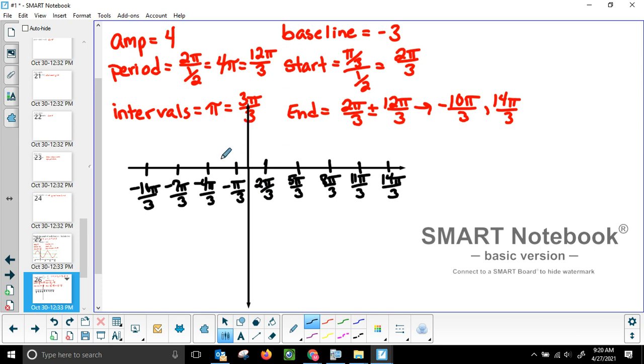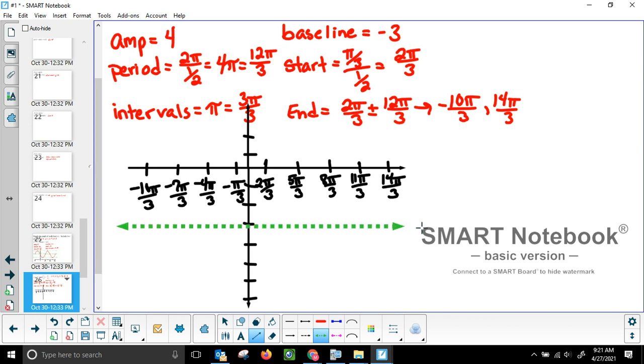All right, so baseline of negative 3 and down 4, so I know I have to get to 7. So negative 1, 2, 3, 4, 5, 6, 7. All right, so my baseline is on negative 3, which is over here. Amplitude tells me to go up 4, which would take me to 1. And down 4, which would take me to negative 7.